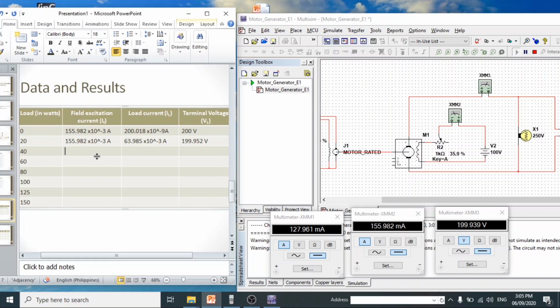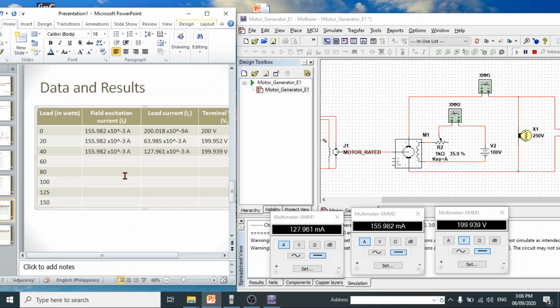Okay, so meter 2 is for the excitation current. You notice that there is no change in the excitation current. For the load current, as you can see, as the wattage of the load increases, the load current also increases. So that would be 127.961 milliampere, and then the terminal voltage is 199.939 volts.